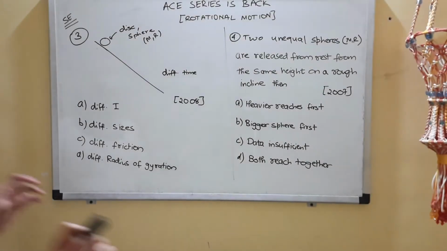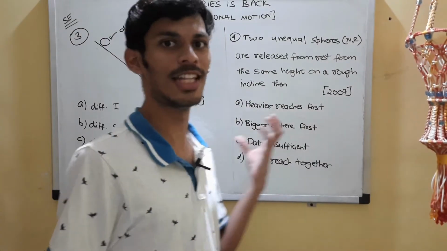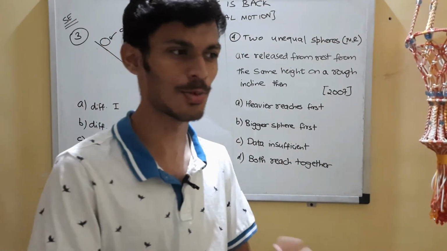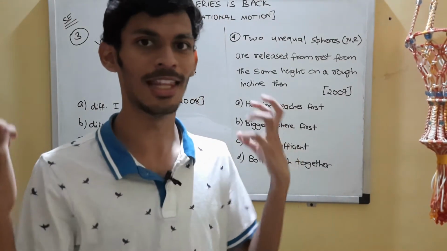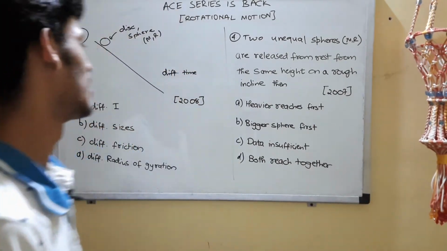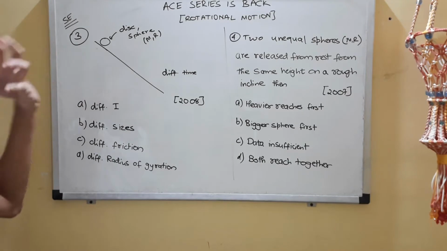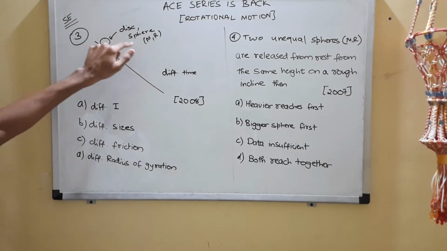So question number 3 and 4 over here from 2007 and 2008. Okay, so these are a bit conceptual type of questions. So I want you to keep them at the back of your head. Okay, very, very good questions actually. Okay, so here we have an inclined plane. On that inclined plane, we are going to roll down a disk and a sphere.